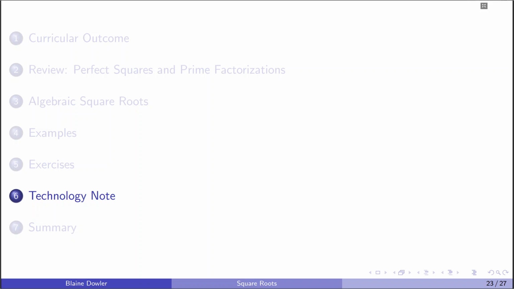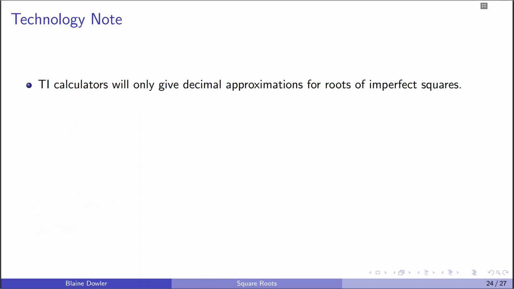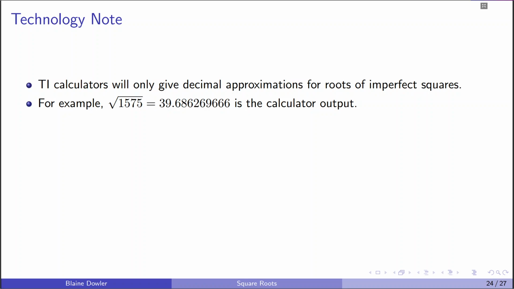So, little note on technology here. TI calculators will only give the decimal approximations for the roots of imperfect squares. For example, the square root of 1,575, it just gives you 39.686269666. That's your calculator output.